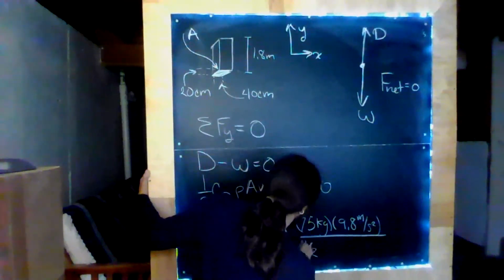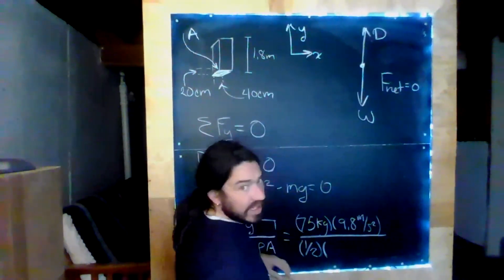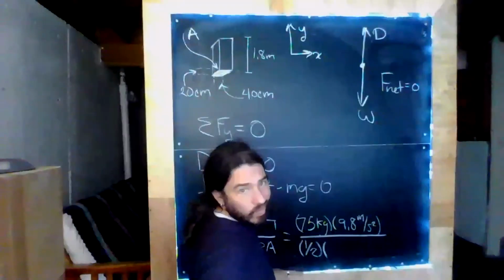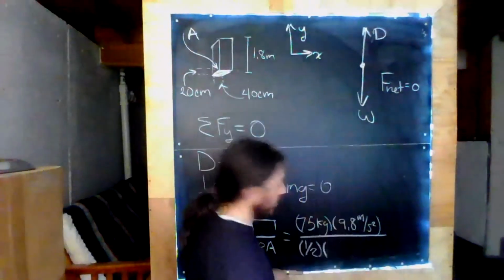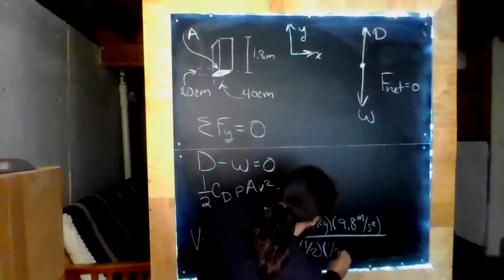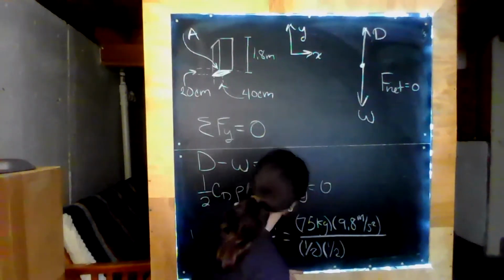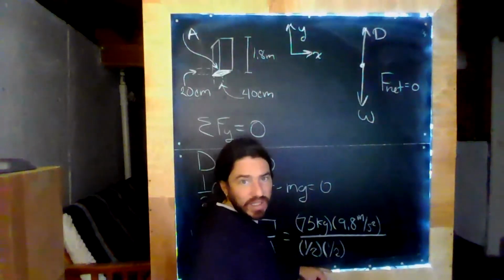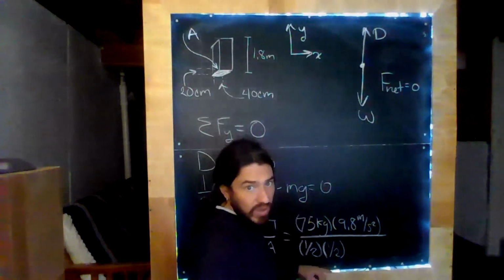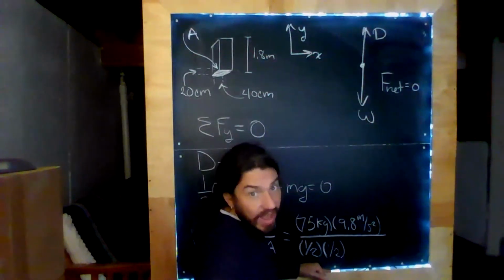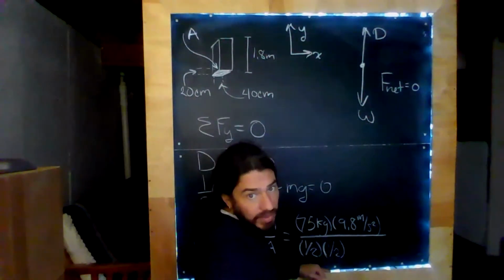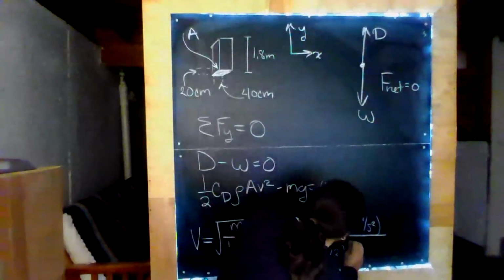1/2 is 1/2. Ooh, they didn't tell us what c sub d is, did they? What should we use? 1/2. When in doubt, we use 1/2. Rho, they didn't tell us what that was either. When in doubt, we use that value I gave on the previous slide, 1.29 kilograms per meter cubed.